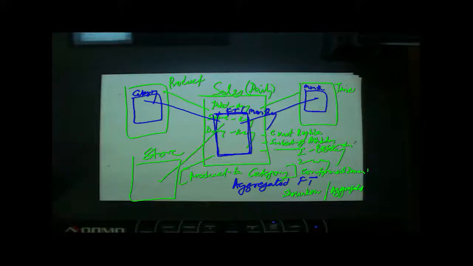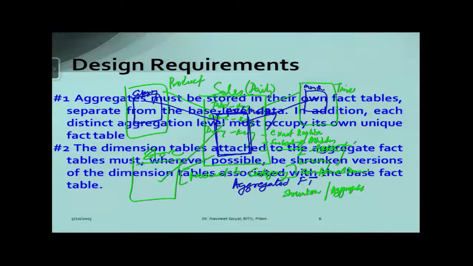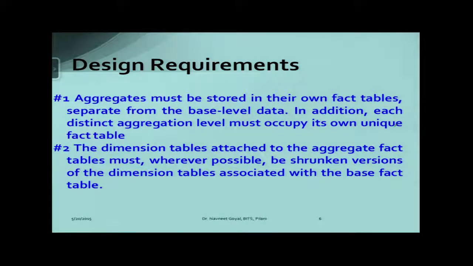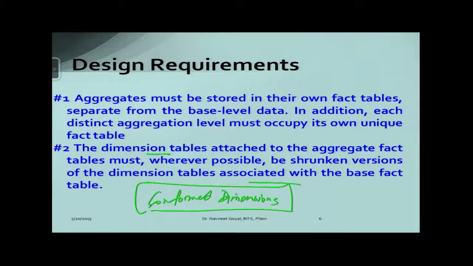So let me just go back to the laptop. Yeah, and let me clear this annotation. Okay. So the dimension table, this is what I was trying to explain to you. The dimension tables attached to the aggregate fact tables must, wherever possible, be shrunken versions of the dimension tables associated with the base fact table, and this is where the concept of conformed dimensions comes into the picture. When we talk about advanced dimensional modeling, we'll be discussing it in much more detail.